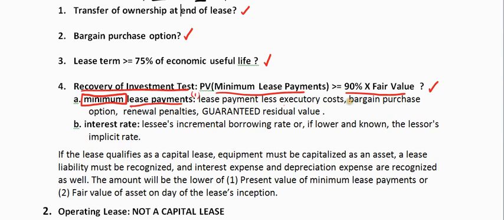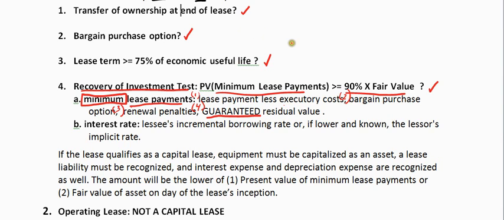Okay, a bargain purchase option. So the actual price of the bargain purchase option. That is, if they said you could buy it for $5,000, then at the end of the timeline you'd put $5,000 there. And once again, you may not have a bargain purchase option, just if you have it. Renewal penalties, if any. So if there are renewal penalties, you capitalize those. And only guaranteed residual value.